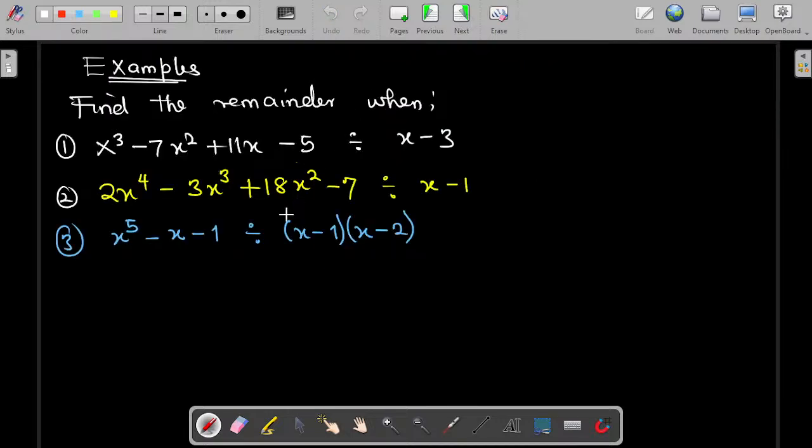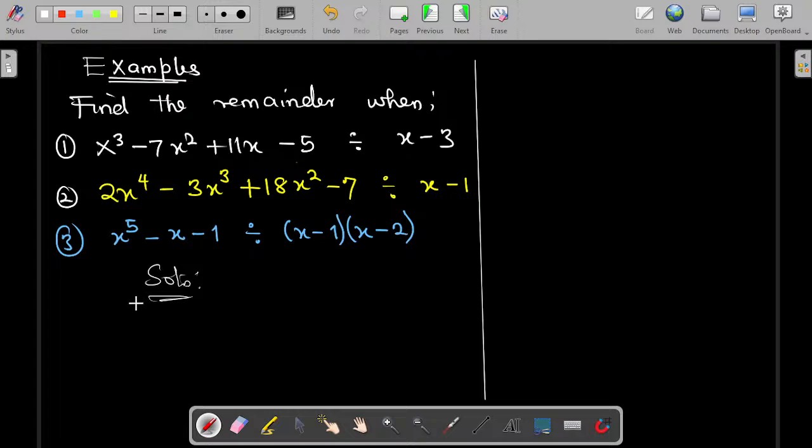Look at these examples here. It says find the remainder when these polynomials are divided by this. Let's begin with the first example. The beauty of the remainder and factor theorem is that you don't have to do the division. That division will take your time. The theorems will just help you get your remainder or know whether it's a factor or not.